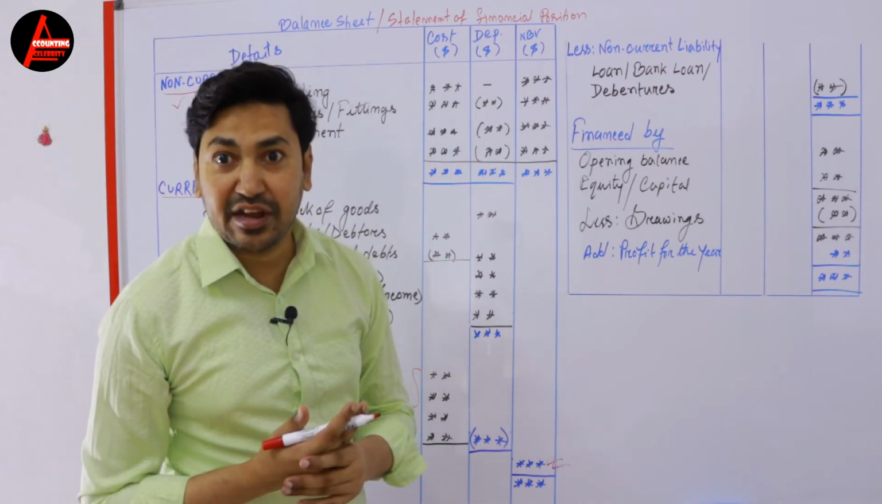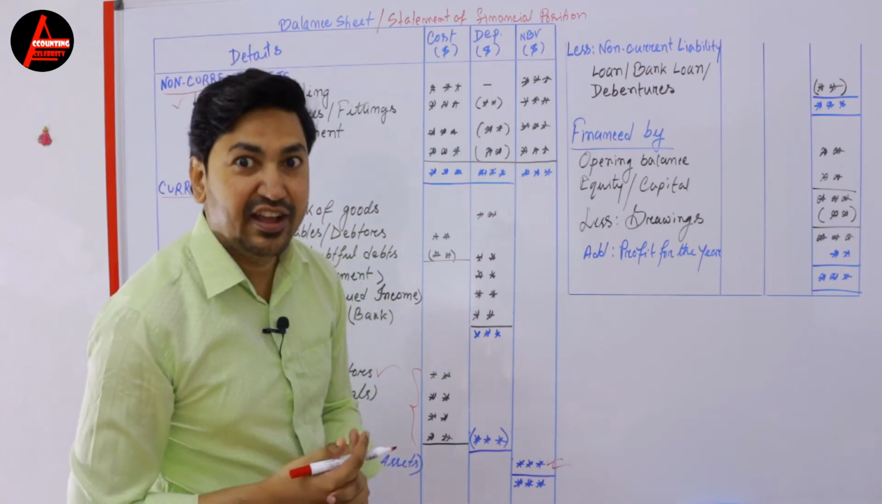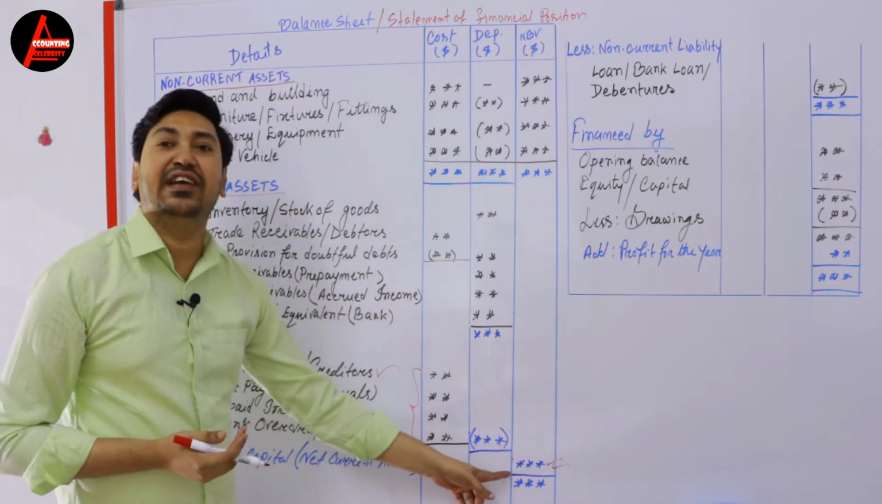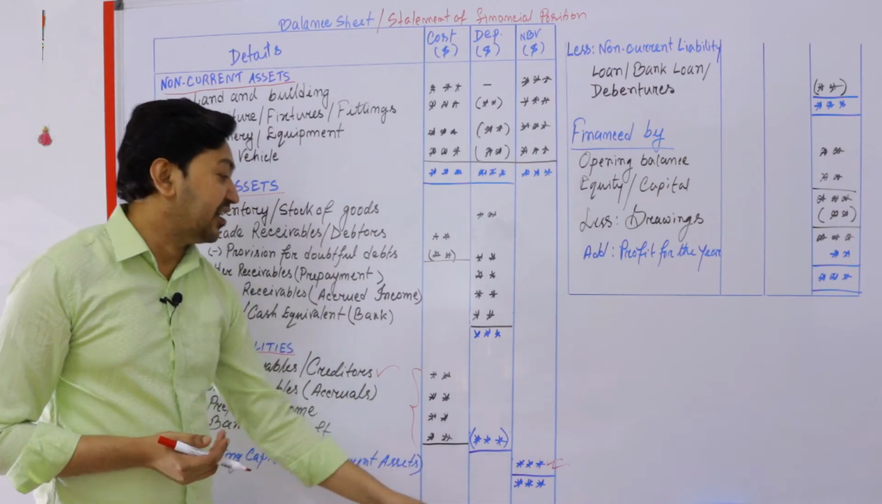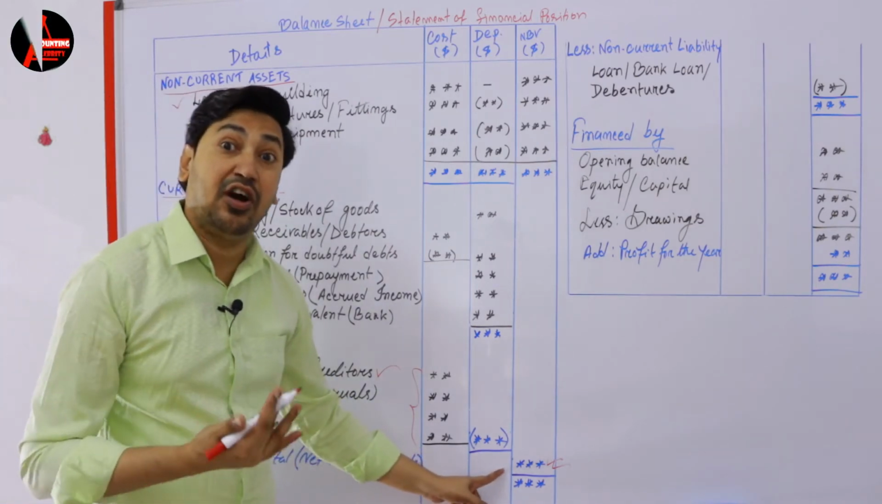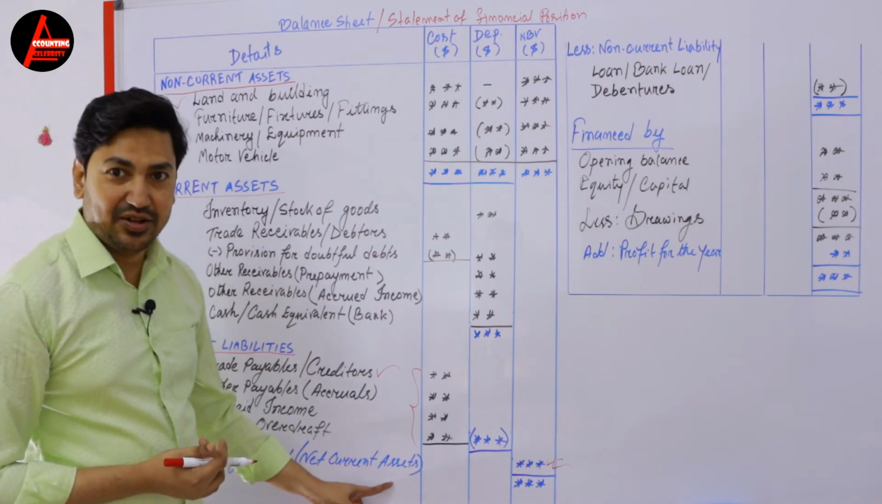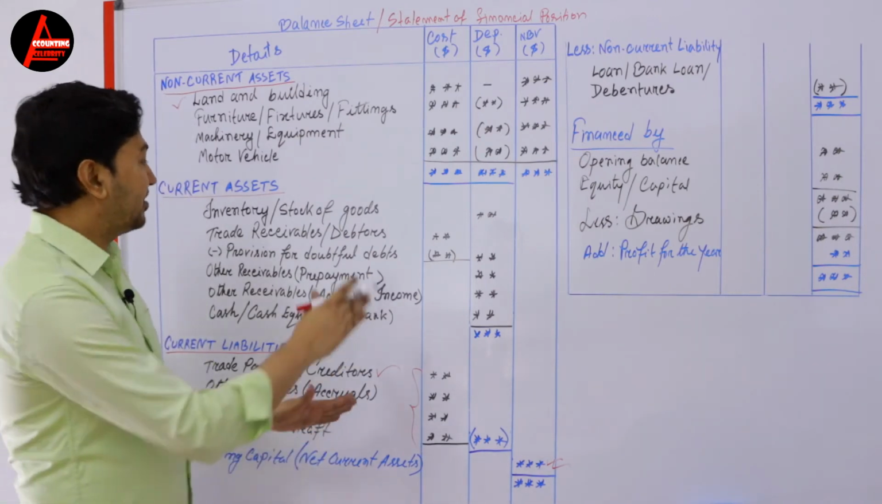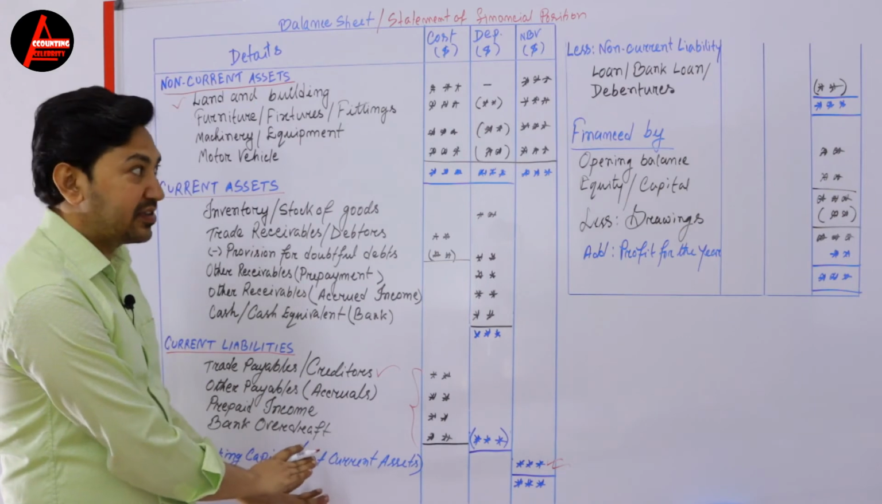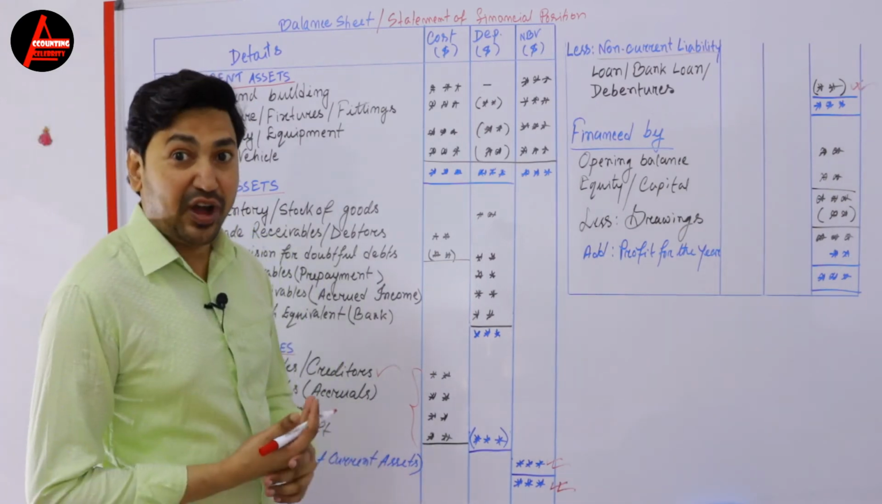If you say working capital, you are correct. Okay, so this is your working capital. Working capital is also called what? Net current assets. Okay, so this is your third section.